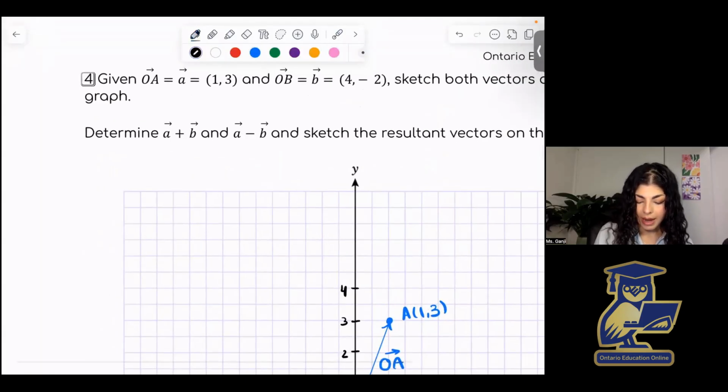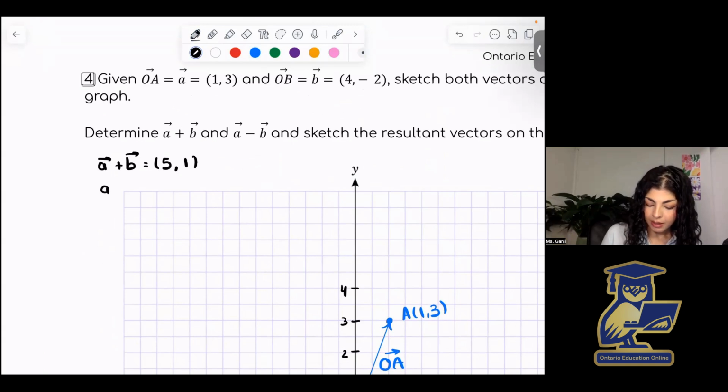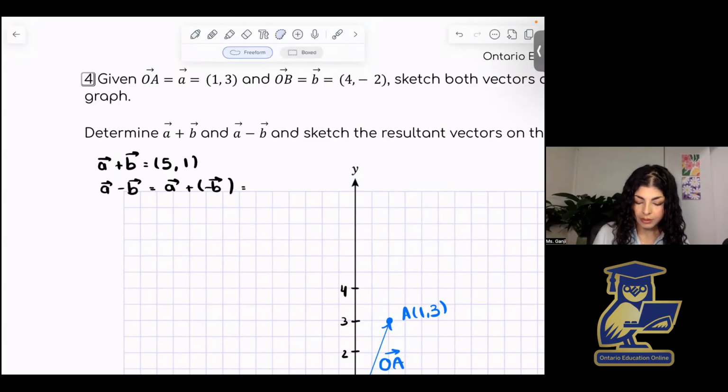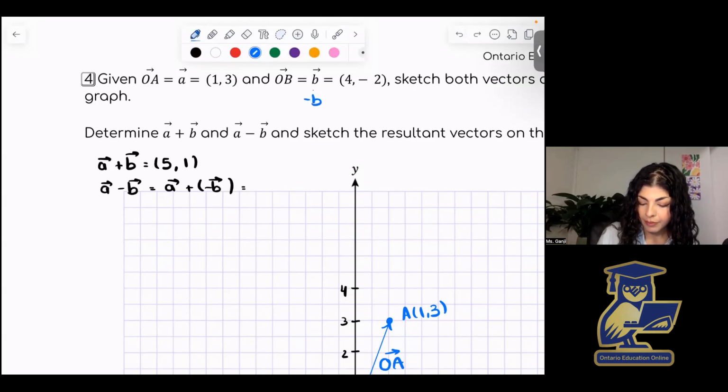So A plus B is just going to be the x components added together, so 5, and then 3 minus 2 is just 1. Now, A minus B is just A plus -B, right? And maybe I'll just write it for you here. -B, this is just our scalar multiple. It's going to be -4, 2. So I'm adding this to A. So then we have -3, and then 3 plus 2 is 5.